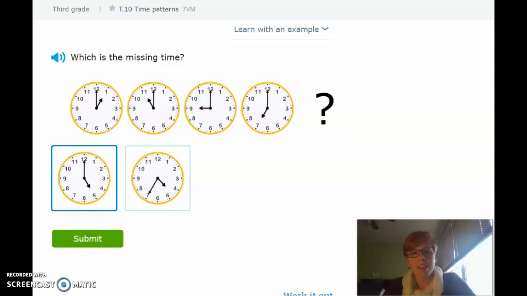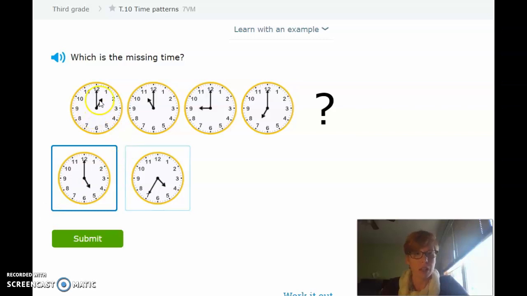We are working with IXL 7VM, and what they are wanting you to do is look at different clocks and figure out what is the missing time, as in what clock would I put up there to match the pattern that is happening between these clocks. So it's our job to figure out the time pattern. How is time moving in between these clocks?